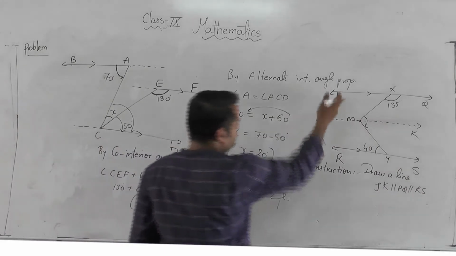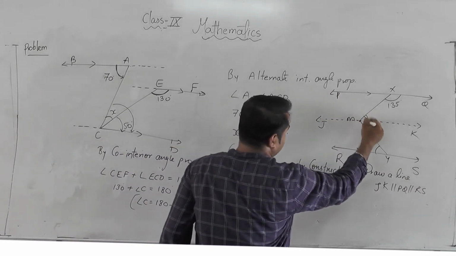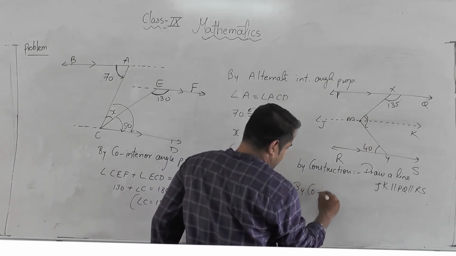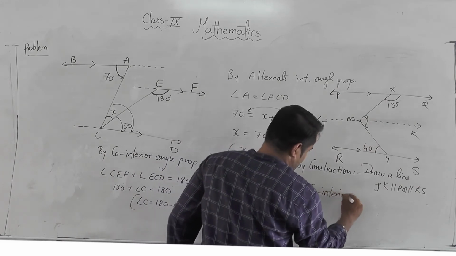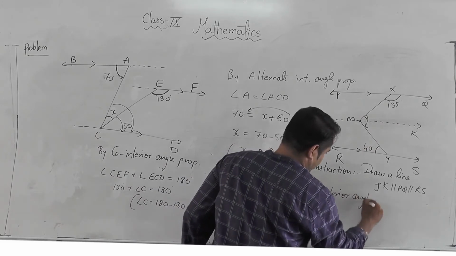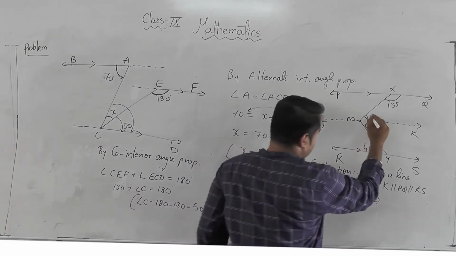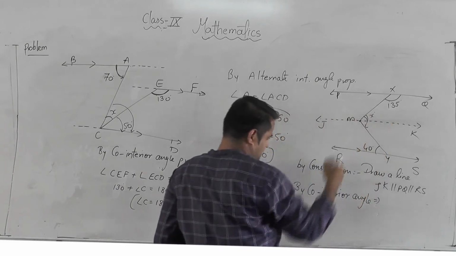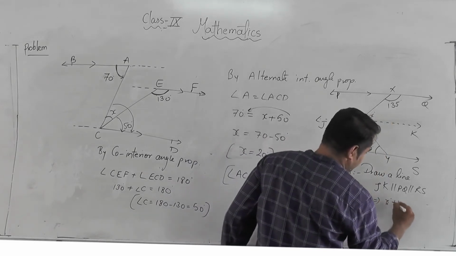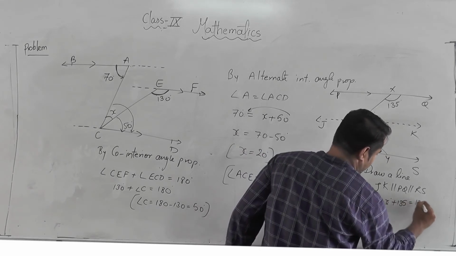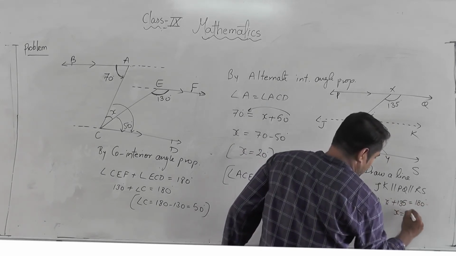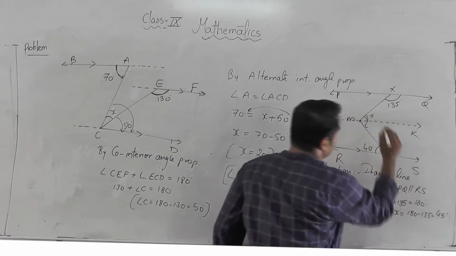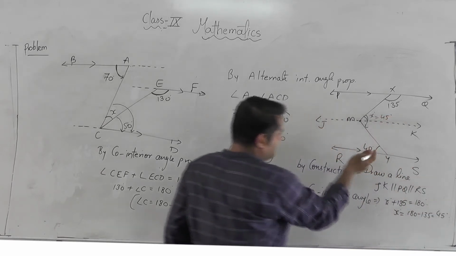Now in the first two lines, we can apply the property of co-interior angles. They are on the same side. So by co-interior angles, this small x plus 135 is equal to 180. So small x will be 180 minus 135, which is 45. So this small angle will be 45.